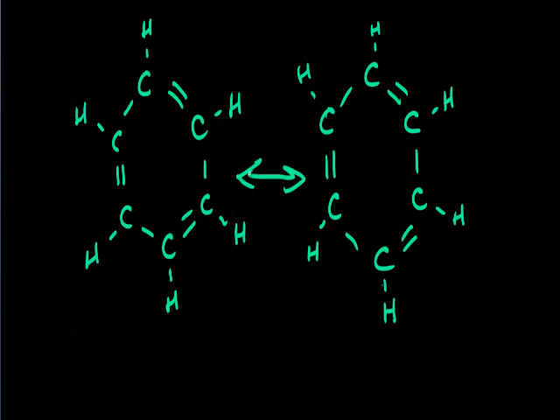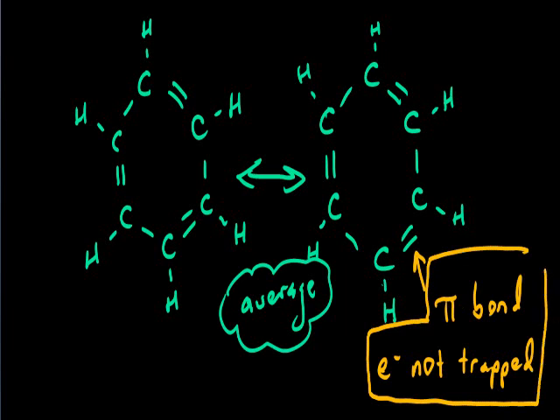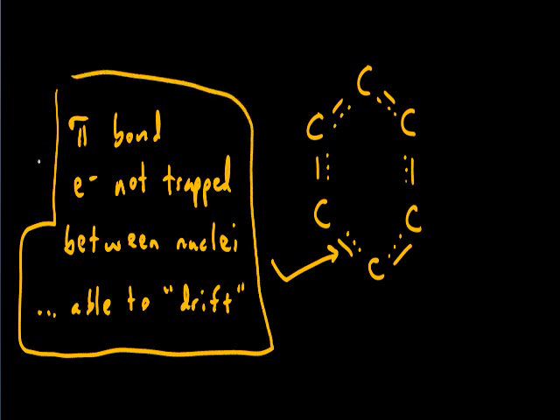The reality is, with what we've been able to observe with benzene, is that benzene is actually, in a way, an average of these two structures. And it's largely due to the fact that the pi bond electrons from the double bonds, the second bond in our double bonds, those electrons are not trapped between the nuclei. Because the pi bond electrons are not trapped between the nuclei, those electrons are able to drift from one carbon atom to the other carbon atom.